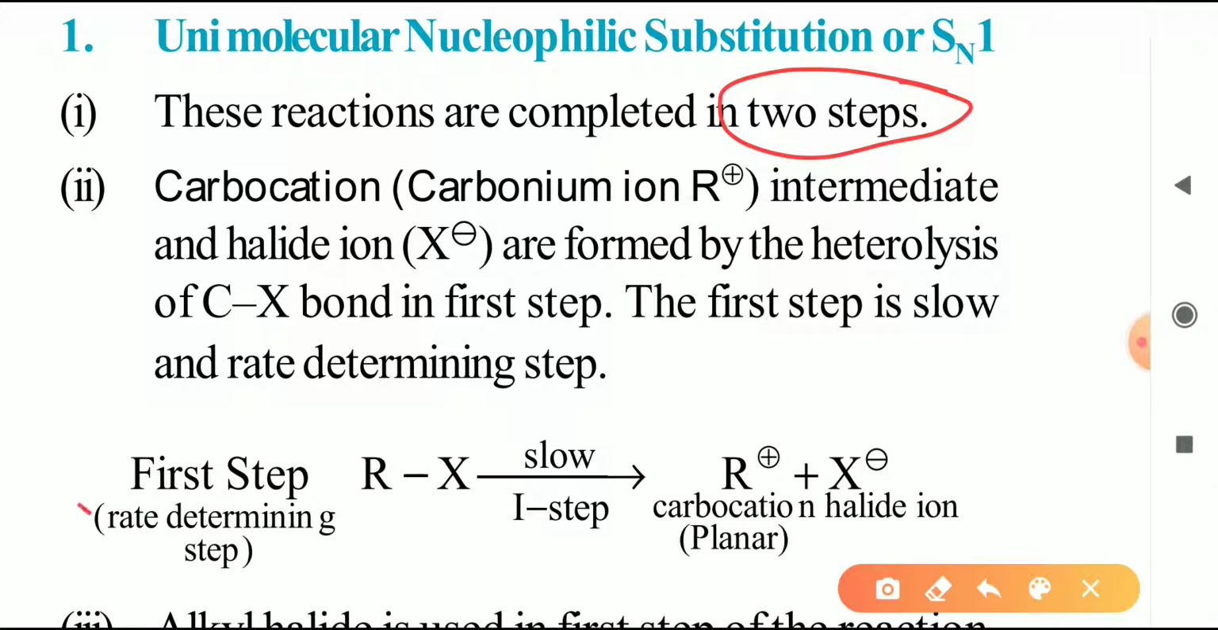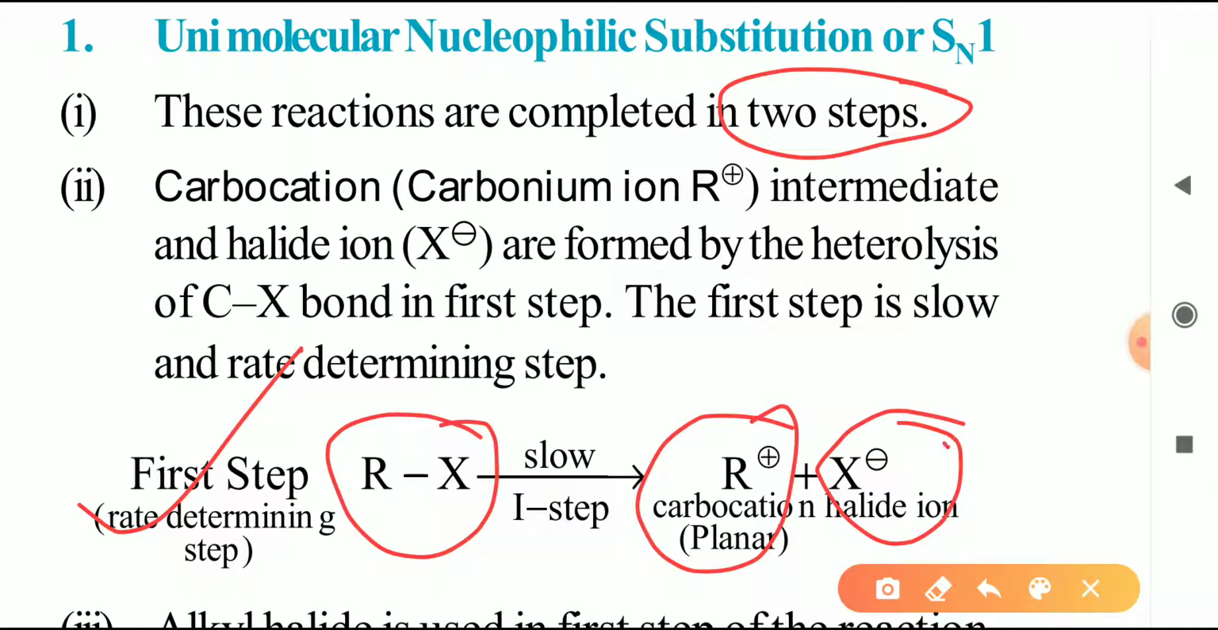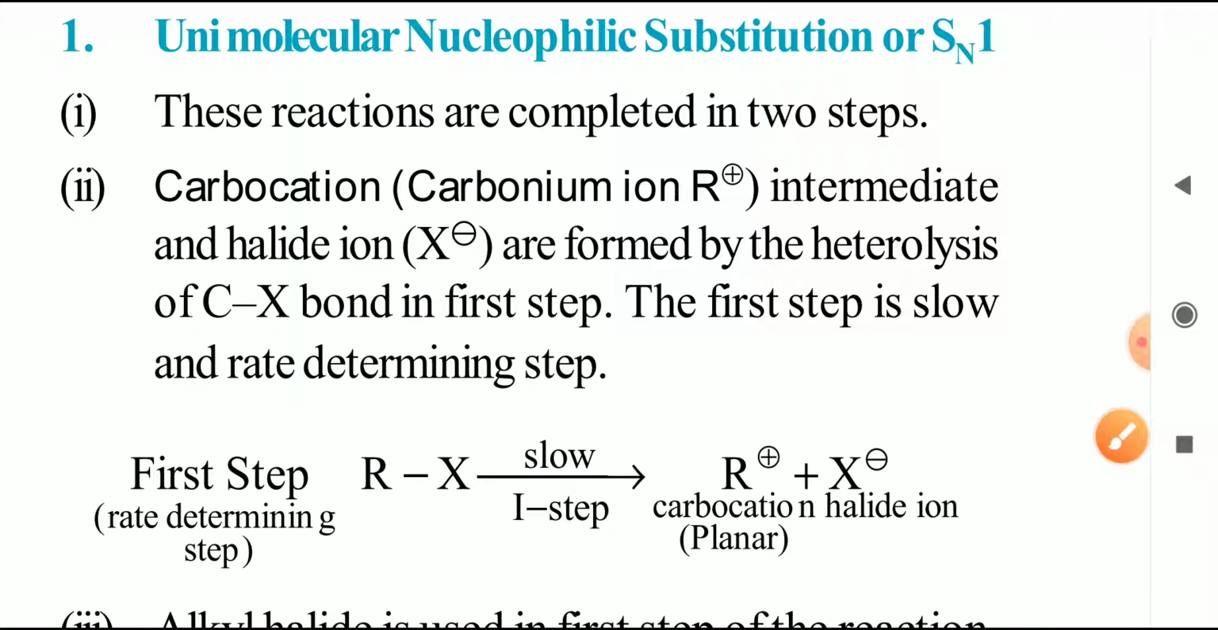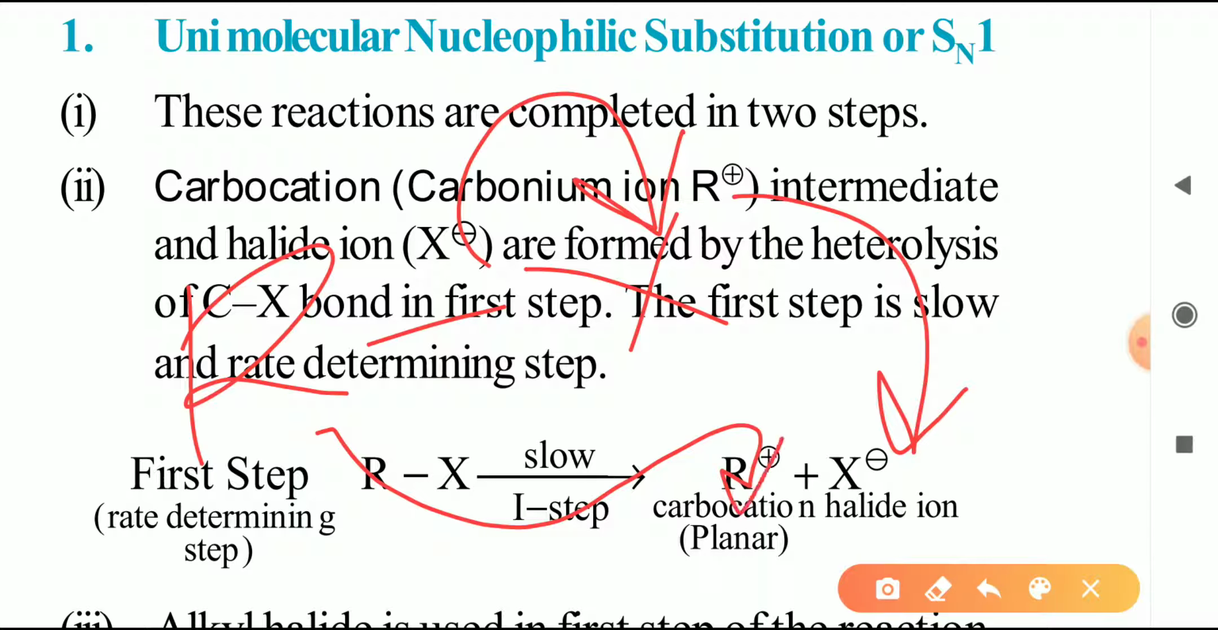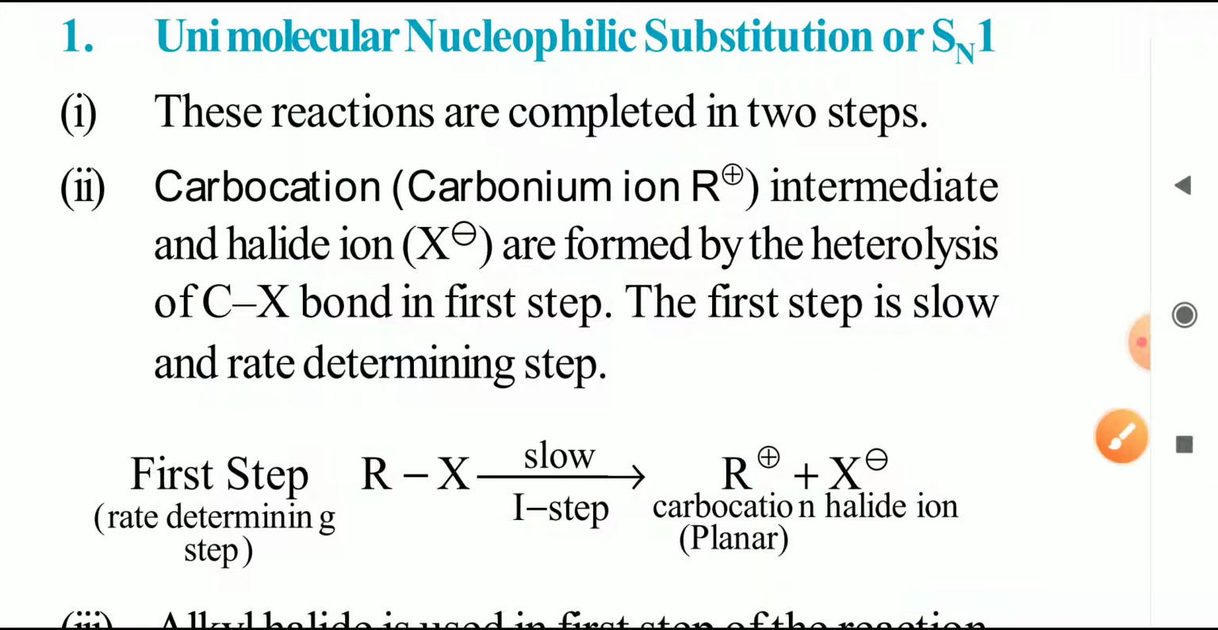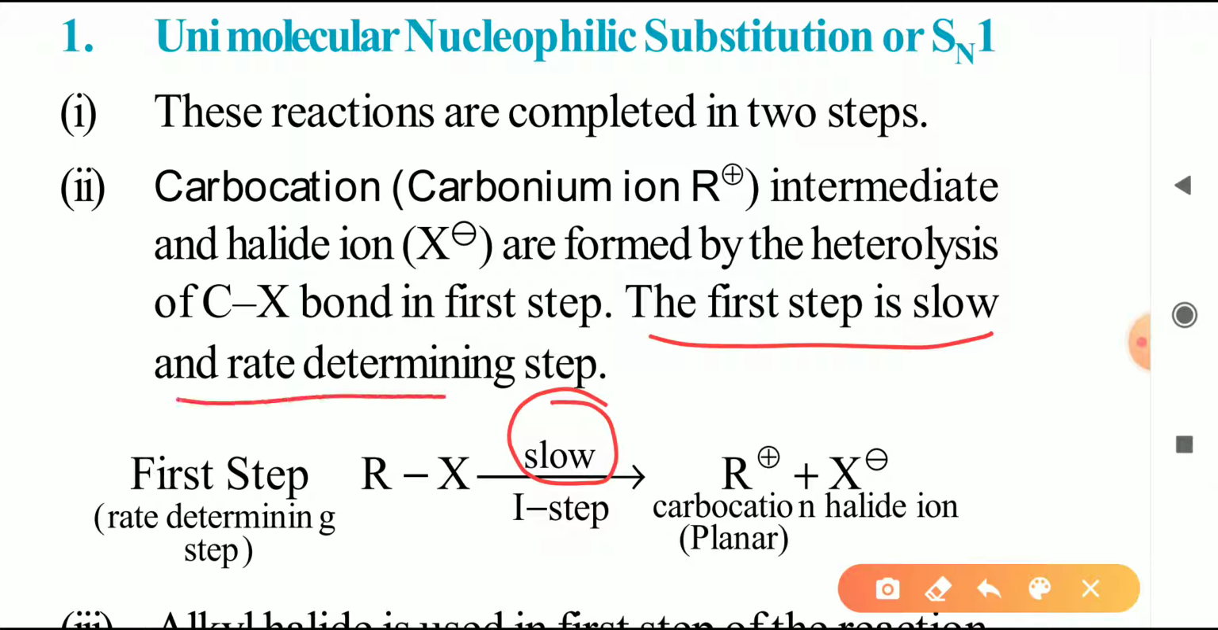In the first step, alkyl halide RX is converted into carbocation and halide ion. How is it possible? In RX, X is an electronegative element, it attracts the electrons towards itself, and it is converted into X minus, and the carbon chain is converted into a carbocation, R plus. That step is the slow step, and the slow step is also called the rate determining step.